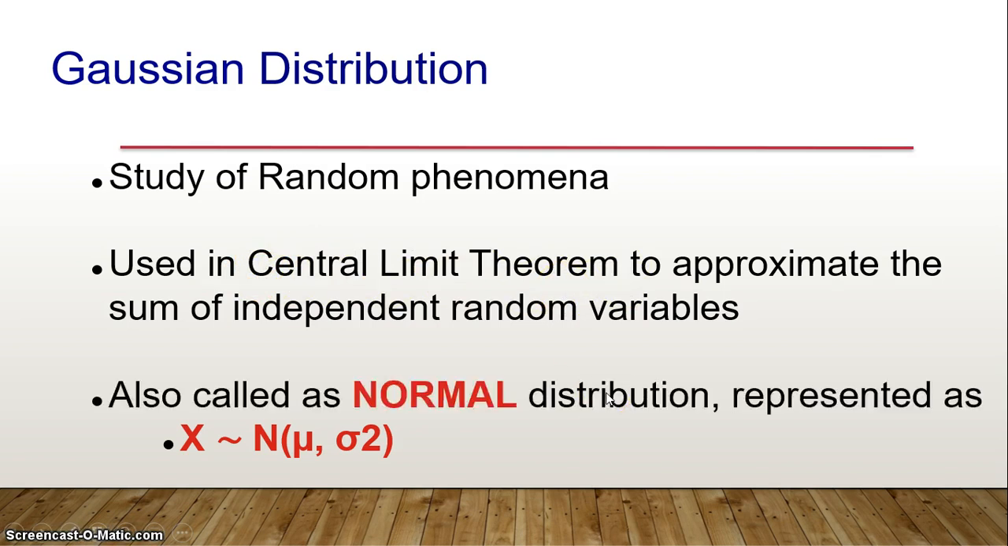This is also called a normal random variable, and it is always represented as N of mu comma sigma square. Thank you. We'll stop here.